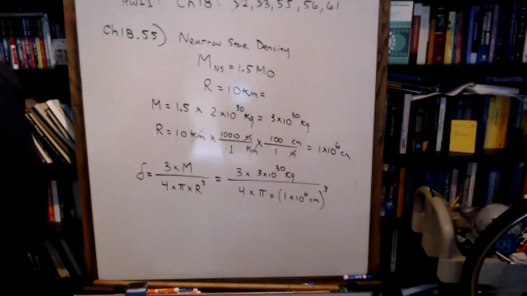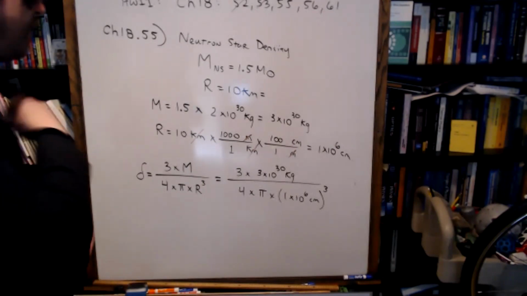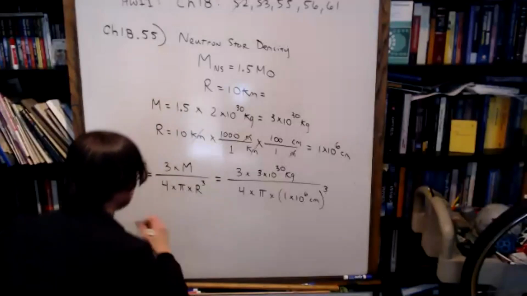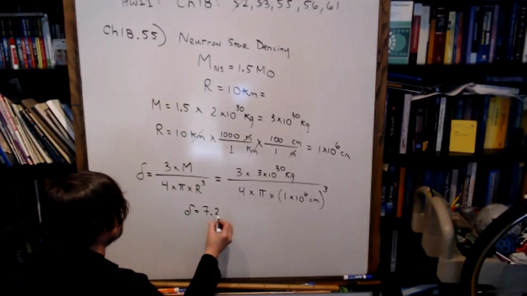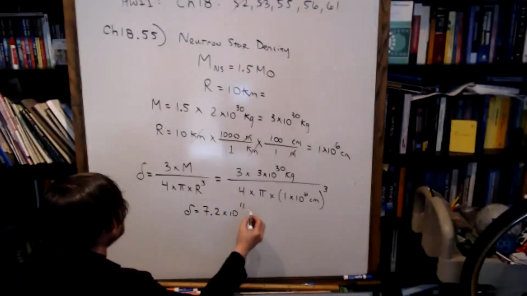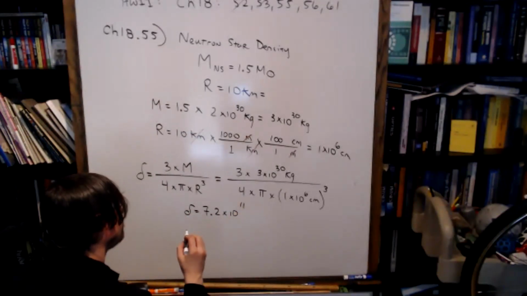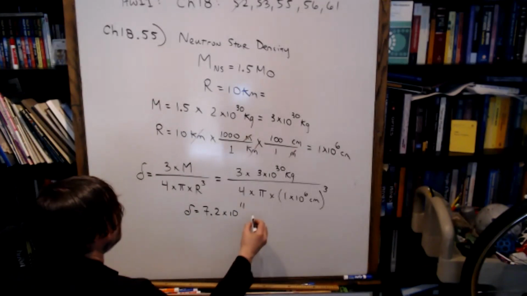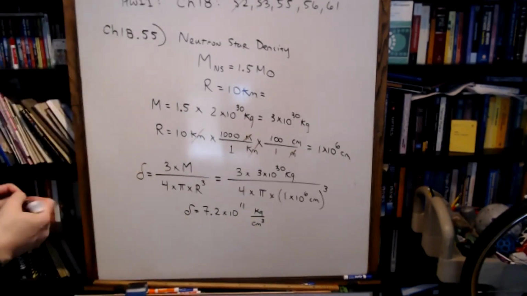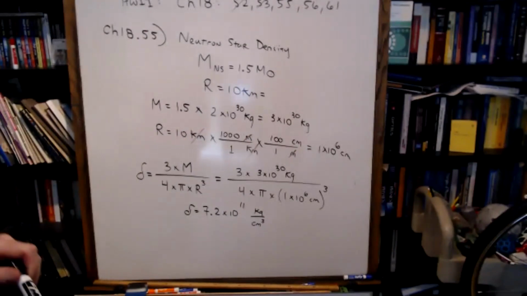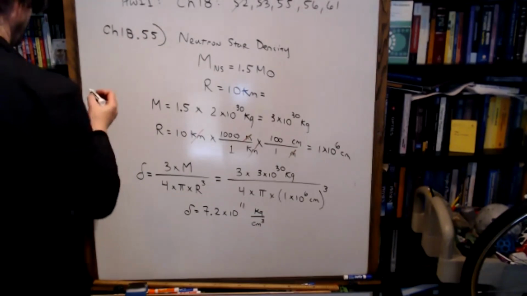I got 7 times 10 to the 11. 7.2, says Morgan. Yep, that works better. Well, either one is good. And what are the units again? It should be kilograms per cubic centimeter. So that's 720 billion kilograms per cubic centimeter. That's part A, right?